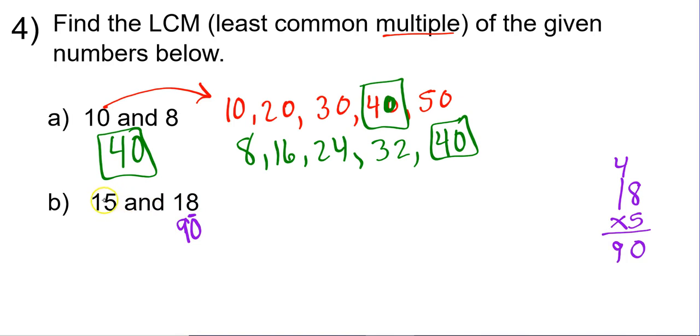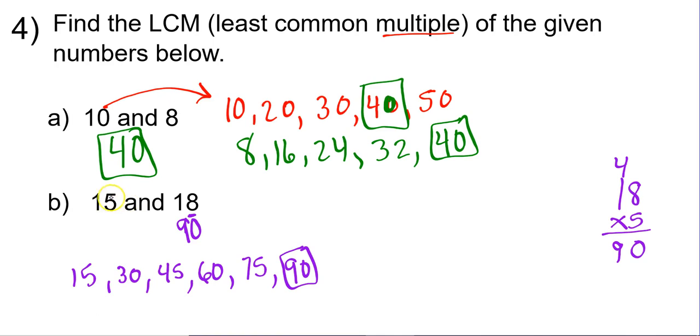We need to think of our 15s and figure out how many times that would go in. I know 15 can turn into a 90 because anytime you multiply by 2, you're going to go up by 30. So 15 times 2 is 30, times 3 is 45, times 4 is 60, times 5 is 75, and times 6 is 90. So the smallest number that 15 and 18 can both multiply to equal is 90. All right, hope that helped.